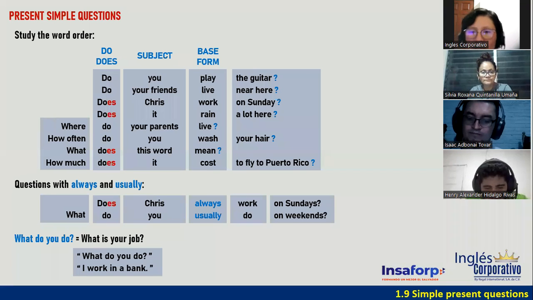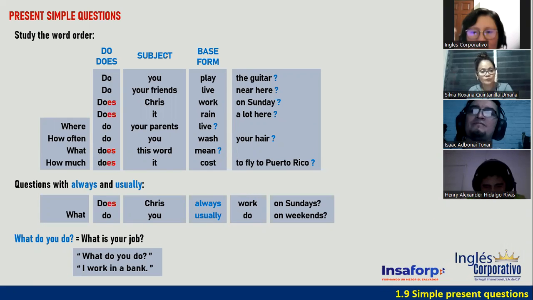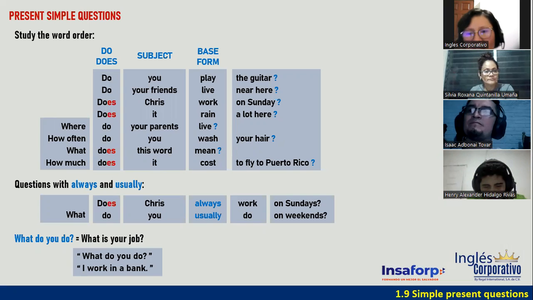Tenemos dos formulitas. Si usted se fija, es la misma posición que toma el adverb of frequency. Siempre va a ir entre el subject y el verb. Daniel always passes his exams, right?